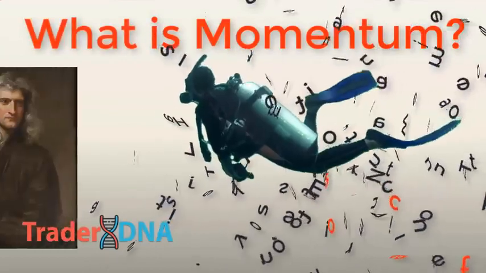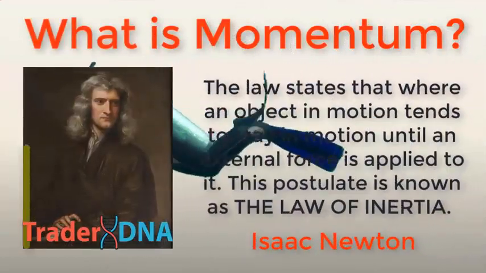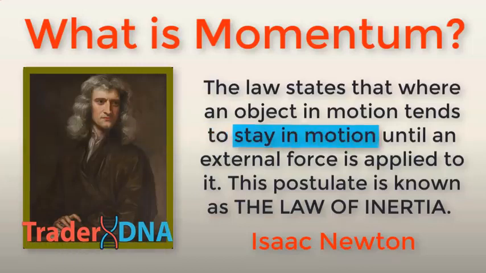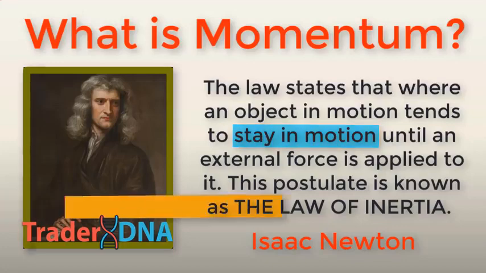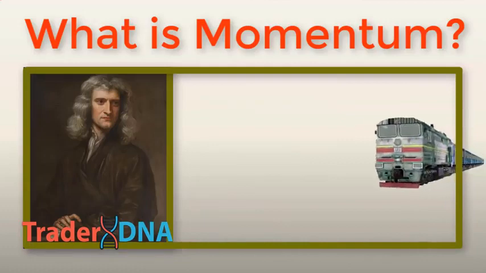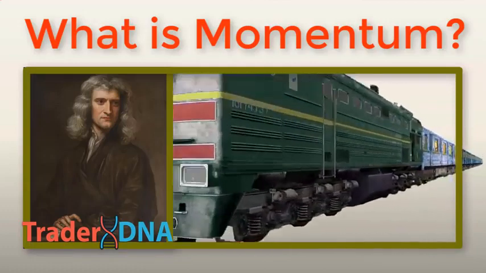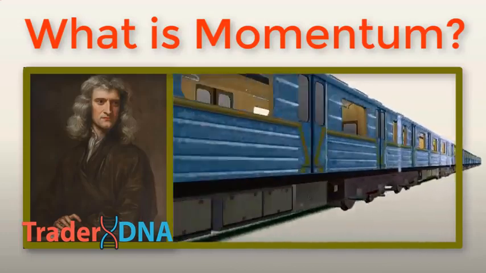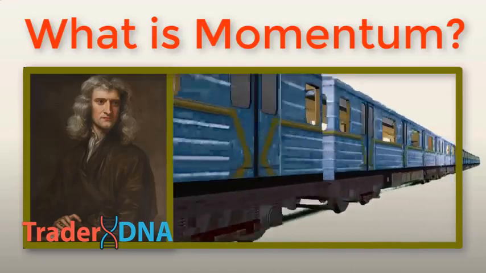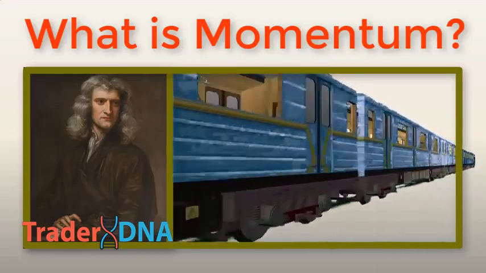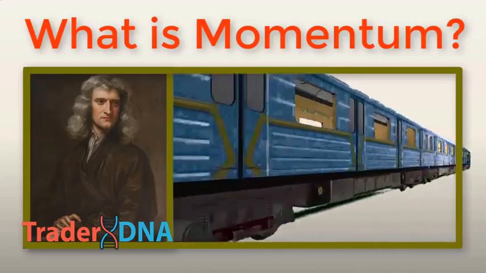What is momentum? The term momentum was borrowed from Newton's first law of motion. The law states that an object in motion tends to stay in motion until an external force is applied to it. This postulate is known as the law of inertia. Think of it as the momentum of a train. When a train starts up, as it accelerates, it moves very slowly. Once it gets up to speed, it stops accelerating but remains traveling at a higher velocity. At the end of the trip, the train decelerates as it slows down, but it can take many miles of track to apply the brakes before finally coming to a complete stop.